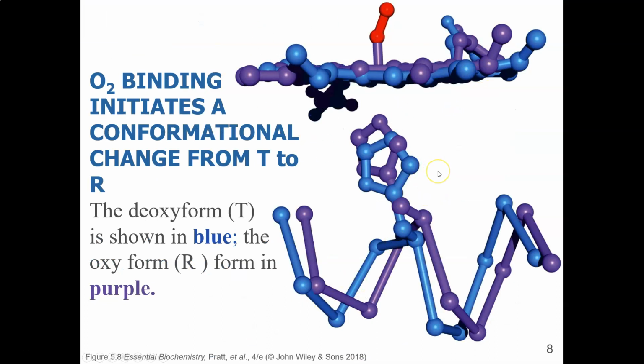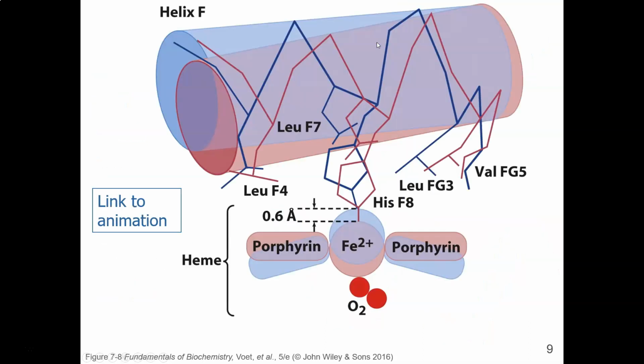Here's another picture right here. So this shows an overlap of the deoxy form, and it's shown in blue. So you can see that the histidine is further away, and this is the rest of the F helix right here. And here we show the porphyrin ring in blue. When the T to the R form, when that 15-degree rotation occurs, and the R form is shown in purple, you can see that the histidine is much closer, and this porphyrin ring is in a planar configuration, and now the oxygen can bind.